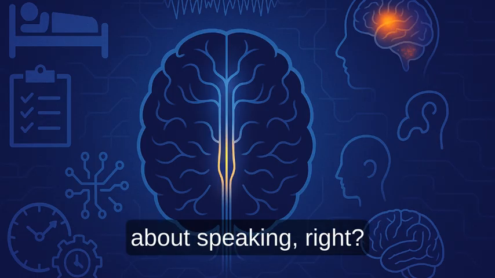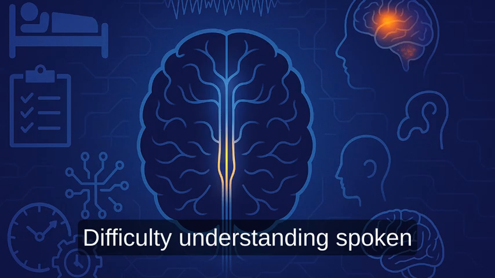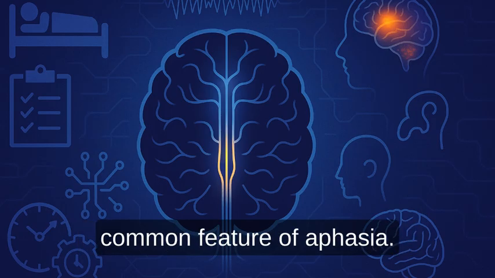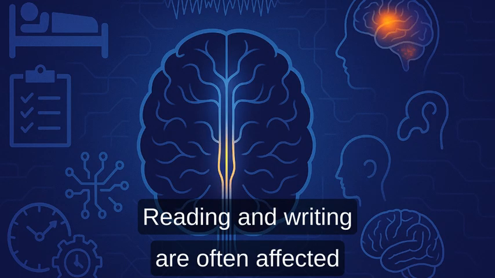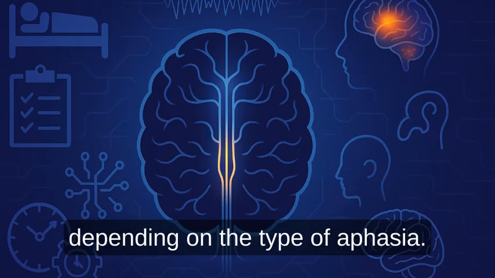And it's not just about speaking, right? Understanding language can also be impaired. Absolutely. Difficulty understanding spoken language, impaired auditory comprehension, is a very common feature of aphasia. Reading and writing are often affected too, though the pattern varies a lot depending on the type of aphasia.